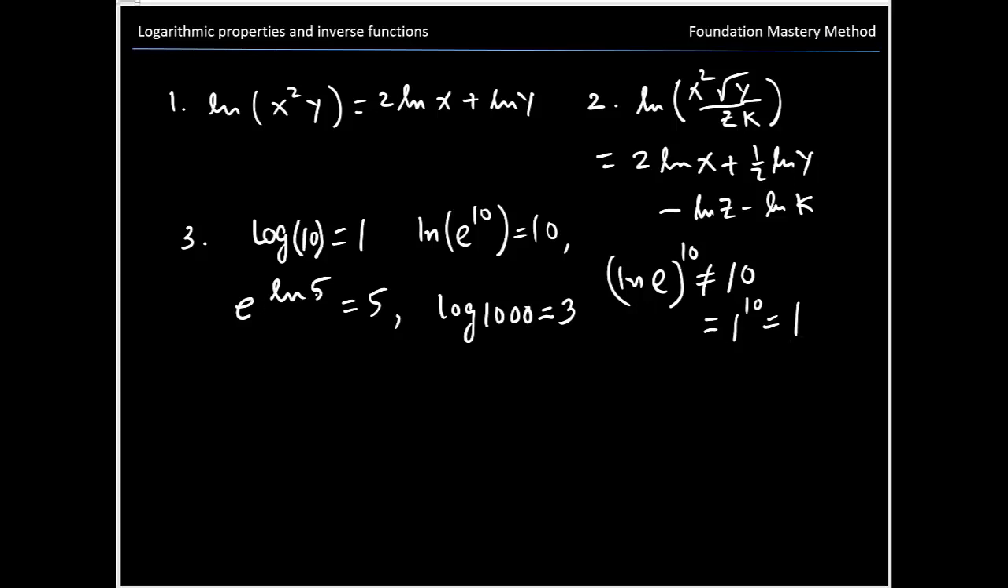Now e to the natural log of 5 will give you just 5. Logarithm of 1000, the base is 10 here. So 1000 is 10 to the 3. That's why your answer is 3. These are good to know.